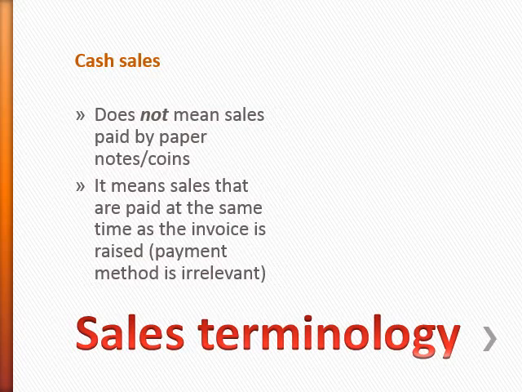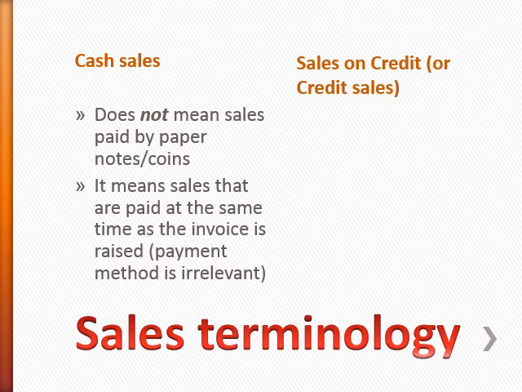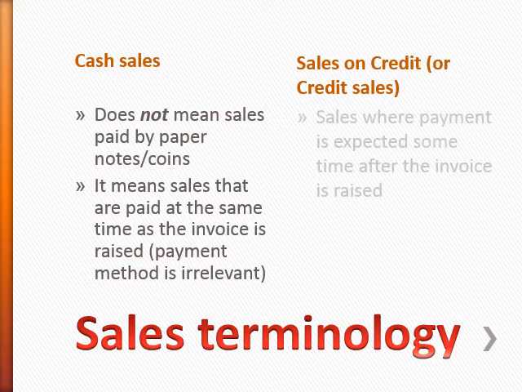And the way that the invoice is paid is largely irrelevant. So a cash sale would include payments made by paper notes and coins, as well as payments made by cheque, by bank transfer. It's whether or not the payment is made immediately that's important.